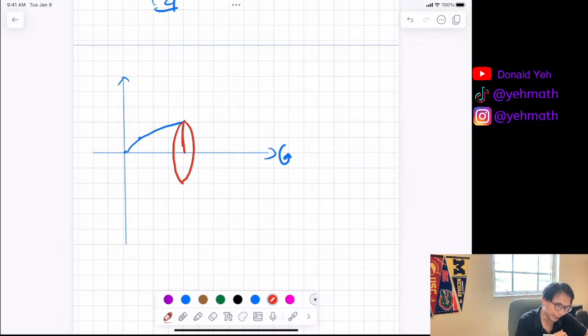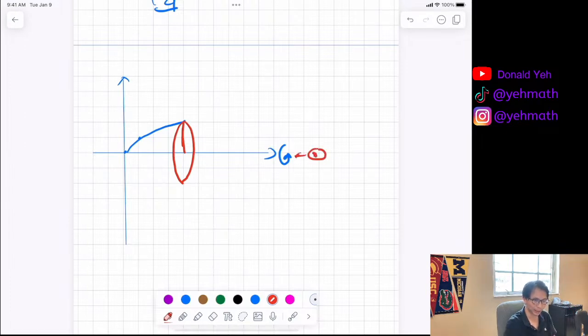Now if you imagine your eye level is right here, that eye is looking at this direction, it's kind of creepy. Wait, what? That's my eye.